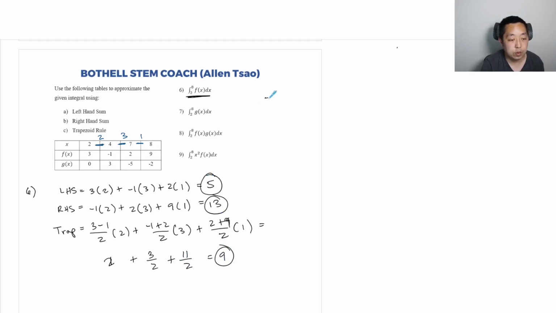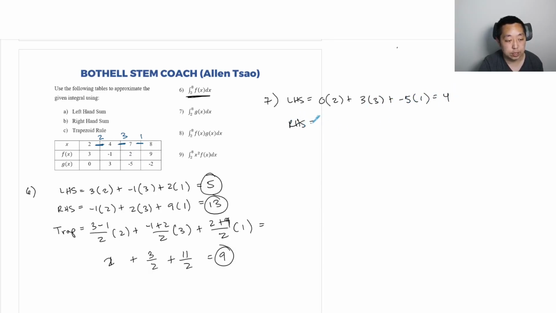Okay. How about we do the same thing for g of x, all right? So left-hand sum. Okay, interval widths are the same, but now I do the g. And again, for the interval from 2 to 4, the height is 0. You're going to use the left point, 0 times 2. Then here from 4 to 7, the left point is 3. So then 3 times 3. And the interval from 7 to 8, the left point is -5. -5 times 1. And that's going to be 4.